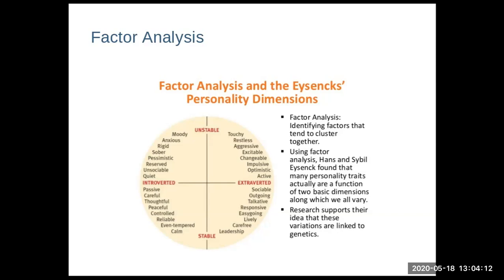So what factor analysis did is it took some of these characteristics, some of these factors, and it clustered them together on the spectrum between stable and unstable emotions, and between introversion and extroversion. So where you lie on the spectrum, right? So it clusters these words that you use to describe yourself and puts you in a sort of category as close as it can together. So using factor analysis, Hans and Sybil Eysenck found that many personality traits are actually a function of two basic dimensions, along which we all vary. And unlike Freud, research actually was able to support these ideas that there are these variations, and they seem to be linked to genetic traits.